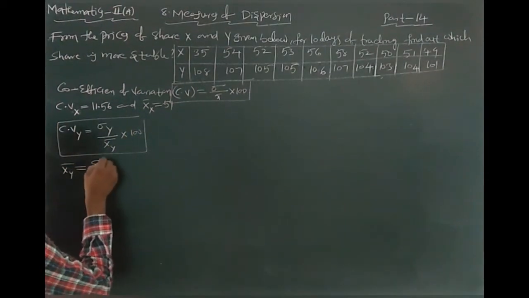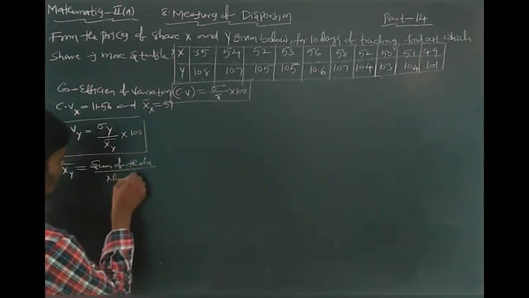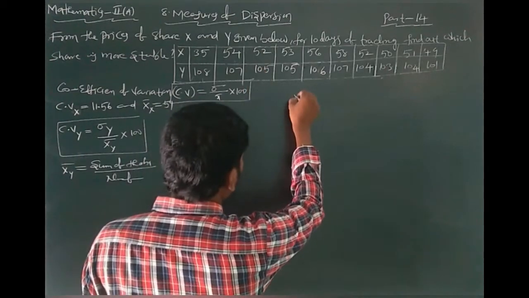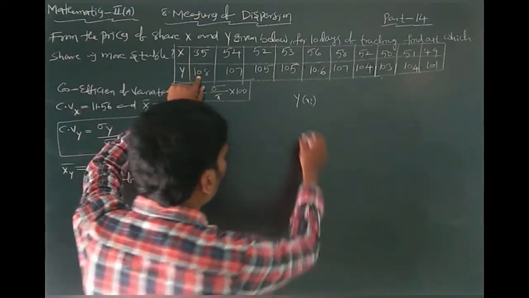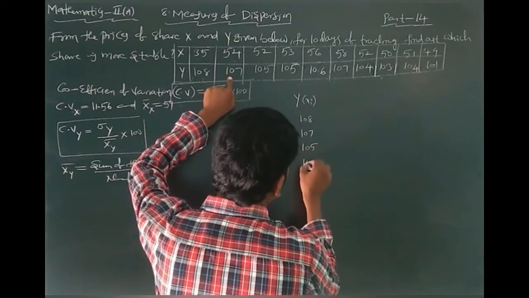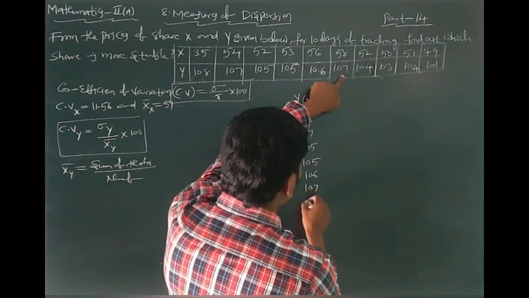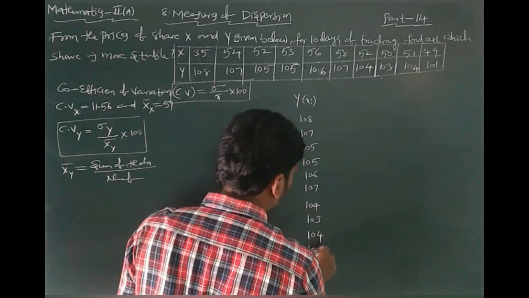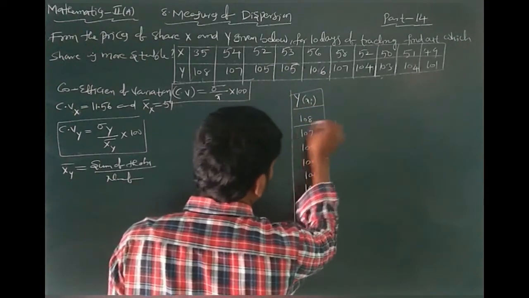The mean y bar is equal to the sum of the observations by the number of observations. The number of observations is 10. First you construct the table for y share. The observations of y share are 108, 107, 105, 105, 106, 107, 104, 103, 104, 101.